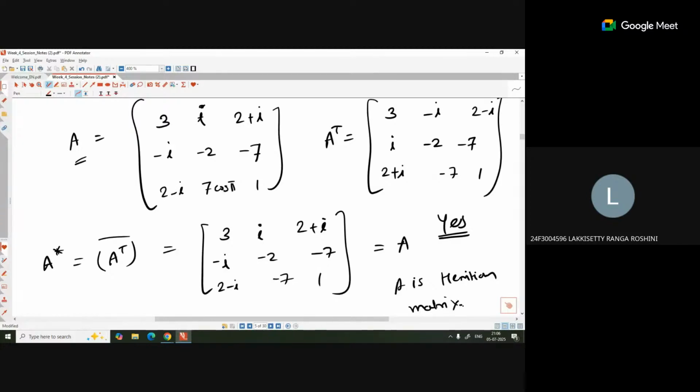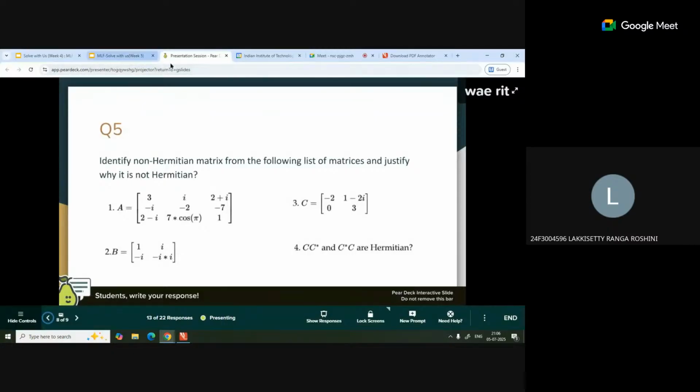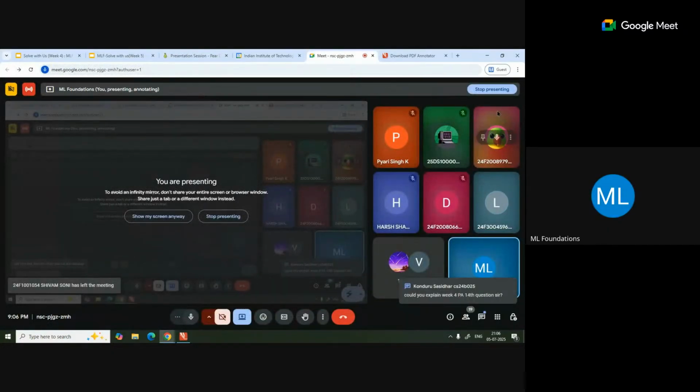Yes, sir. Initially, I didn't convert that 7 cos pi, so I got a doubt. It is okay. If you don't convert it also, what will happen there? Okay, that's why you said you are not able to identify it. Fine. Done. Is that fine? Yes, sir. Thank you.